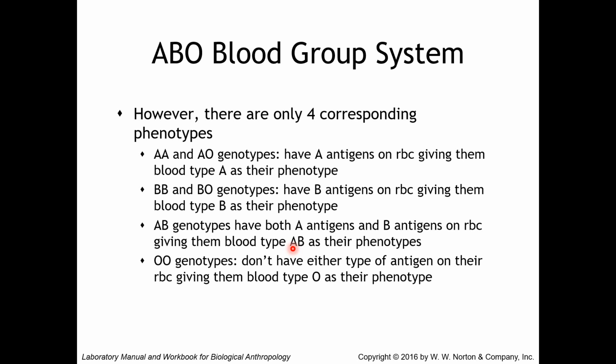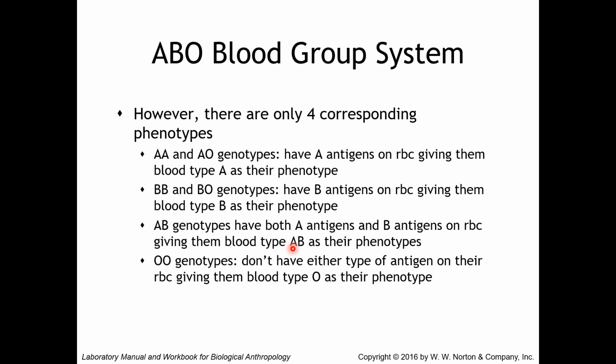AB genotypes have both the A antigens and the B antigens on their red blood cells, which then gives them the blood type of AB. It's their phenotype. And the last one is OO genotypes, and they don't have either of the antigens on their red blood cells. It gives them the blood type O as their phenotype. So this discrepancy in the number of possible genotypes and phenotypes suggests that the ABO blood group system has a complex pattern of dominance and recessiveness.